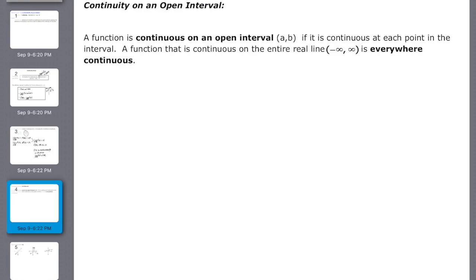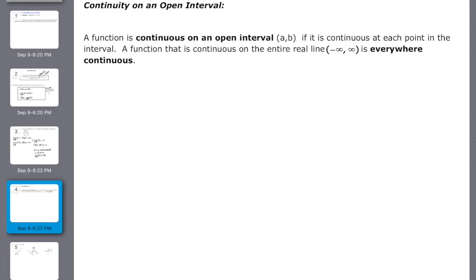It's only continuous on the open interval if it is continuous at each point within the interval. Again, we're not talking about the endpoints. We say that the function is continuous over the real number line, so negative infinity to positive infinity, is everywhere continuous. So a lot of the functions you've dealt with, like our polynomial functions, are going to be continuous everywhere because they exist for every value of x. There's no type of discontinuity on them.